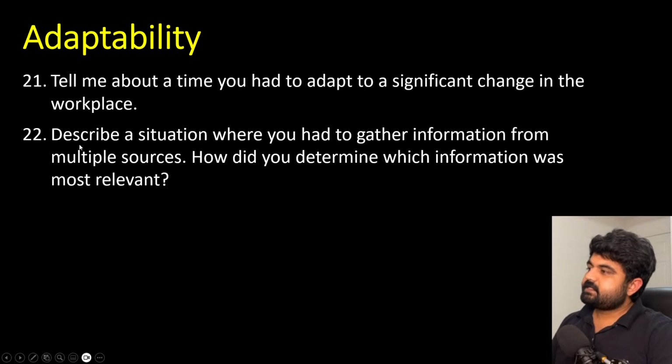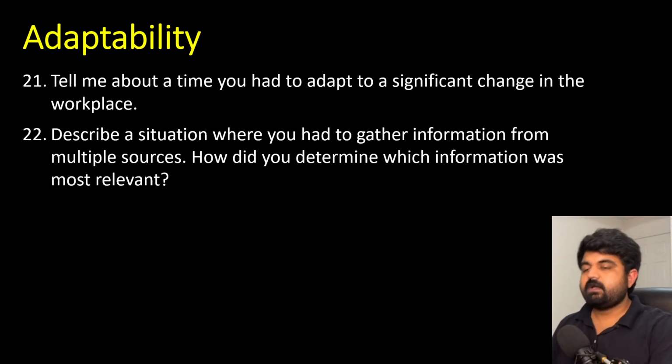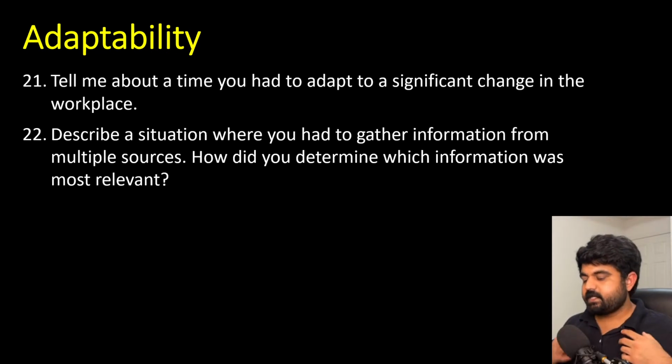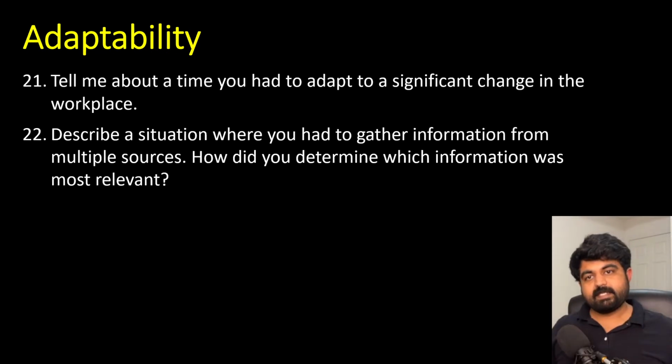Okay, next is, describe a situation where you had to gather information from multiple sources. How did you determine which information was most relevant? That's a pretty common scenario whenever multiple teams work on the same project, and maybe one team did one change, the other team did another change, and then you had to make something else in the future, and you had to reach out to multiple places to gather the same piece of information. So the purpose of asking this question is to see whether you can deal with different people or different teams and make judgment calls based on the information you are provided.